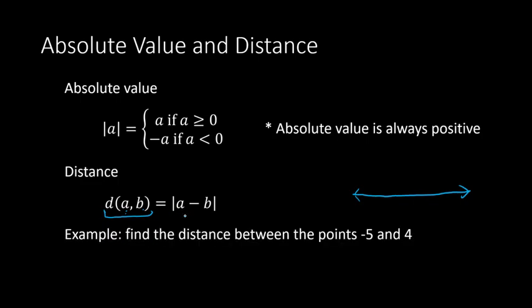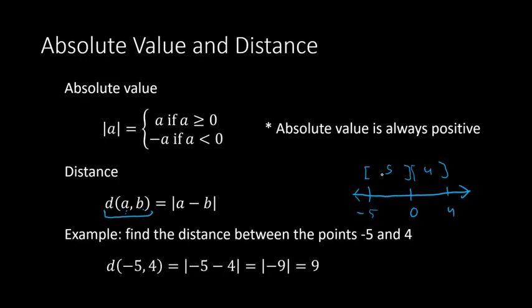So for example, if you had to find the distance between the points -5 and 4, so here's -5, here's 0, here's 4, you want to find the distance between those two, you can think through logically if you want. From -5 to 0, that distance is 5. And then from 0 to 4, it's going to be 4. So if you take 5 plus 4, we get 9. All right, so we see that conceptually.